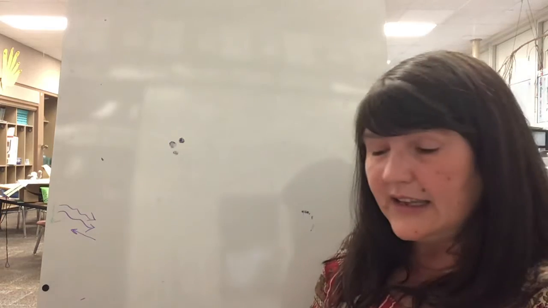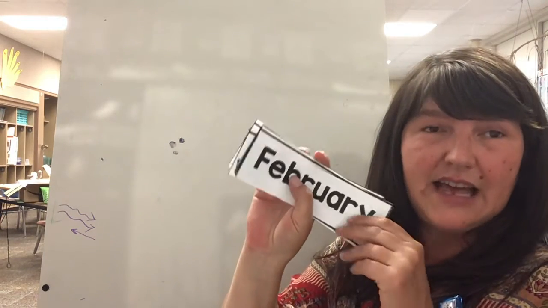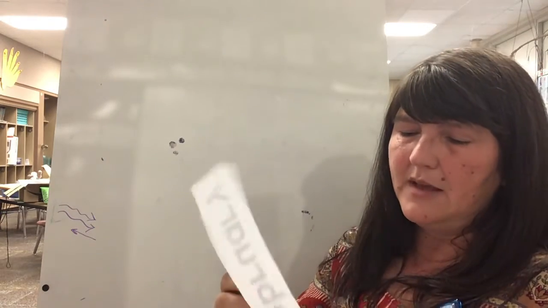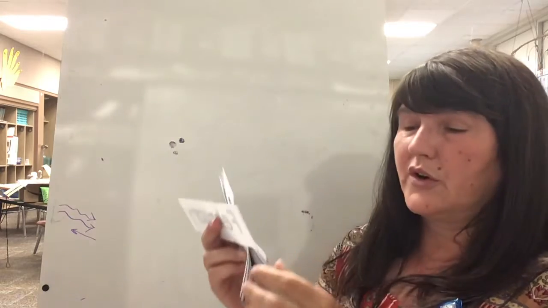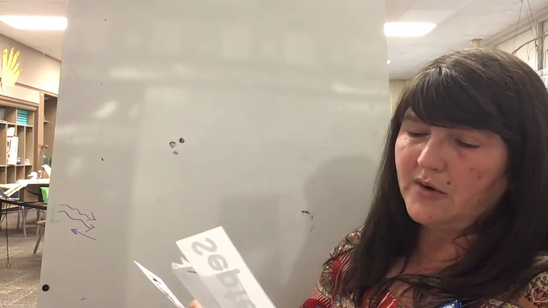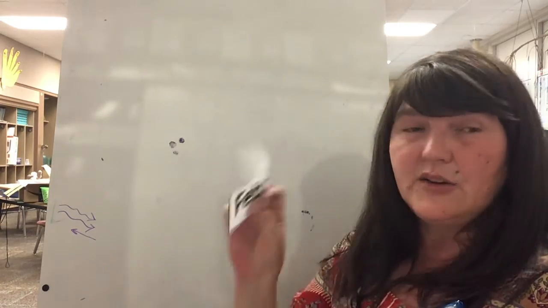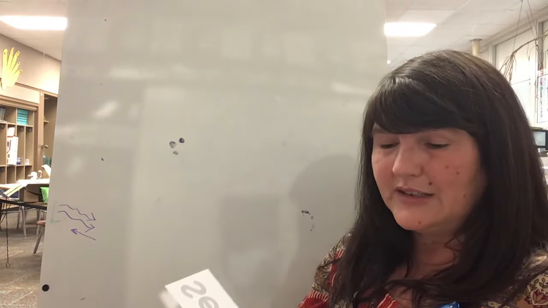And then finally, in your packet, you have a few different things. You have a set of months, and these are for you to practice putting them in order. So there's January, mine are all out of order, February, March, April, May, and you can take these and put them in order from January all the way to December.